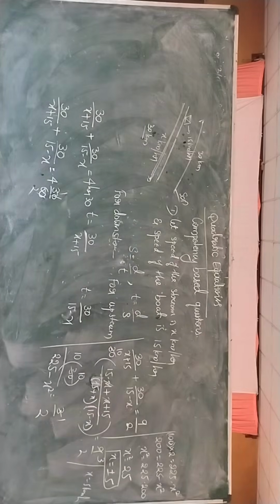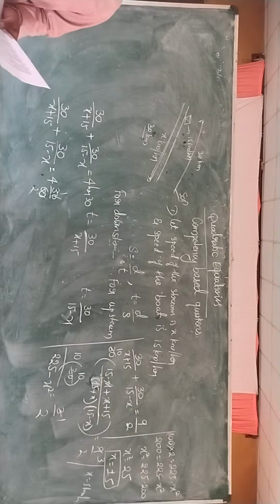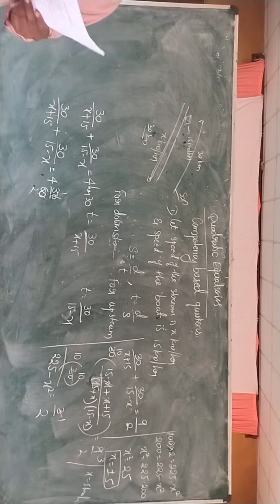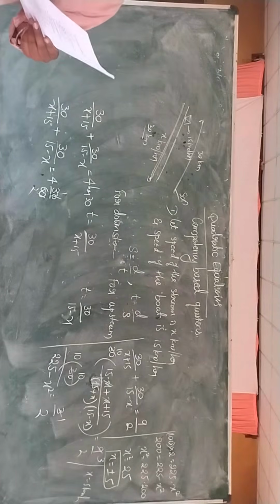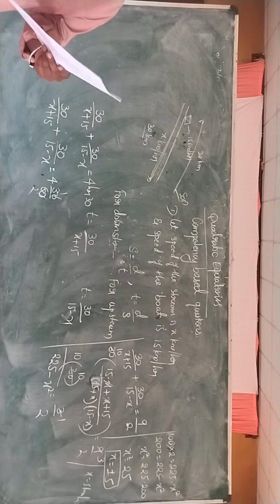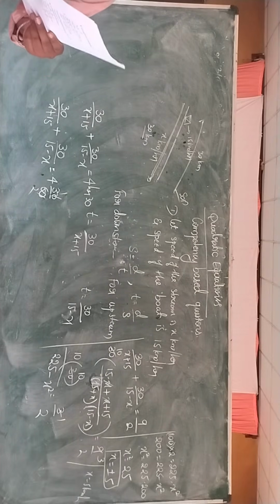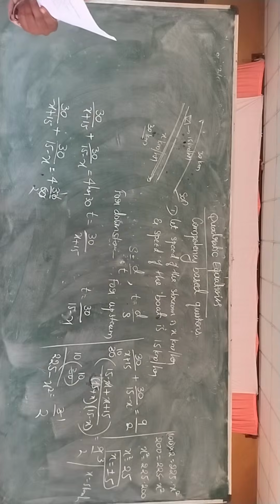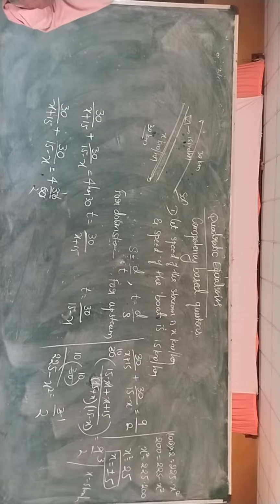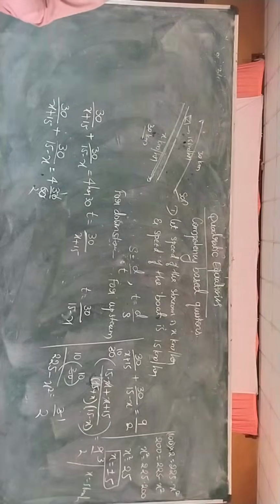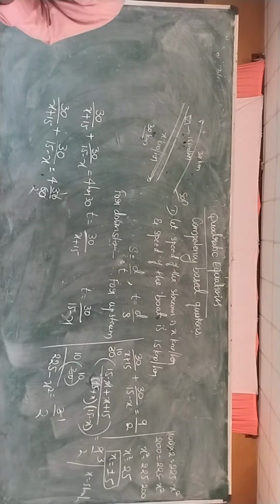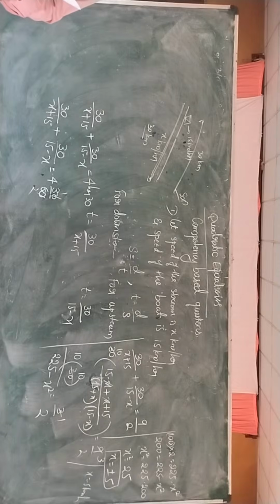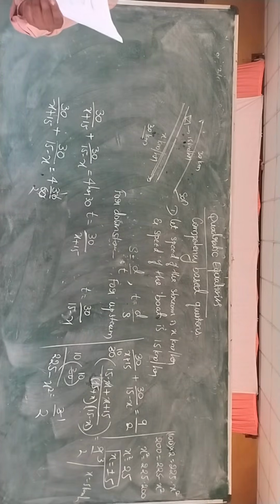Yes, sir. Three consecutive positive integers are such that the sum of the square of the first and the product of the other two is 46. Find the integers.